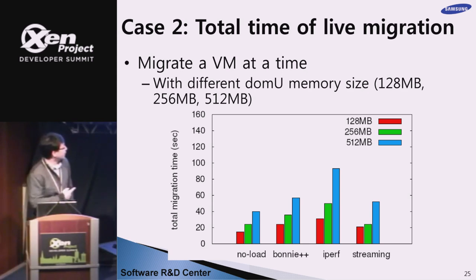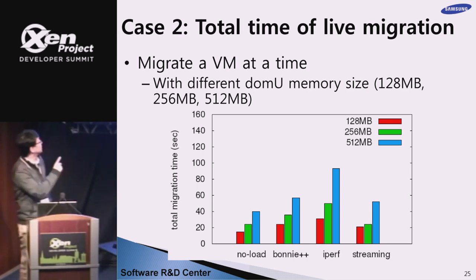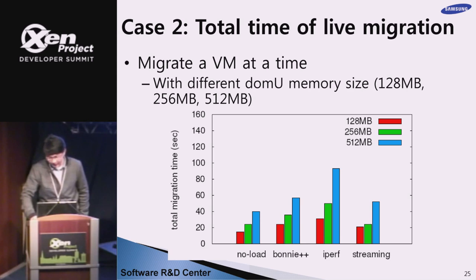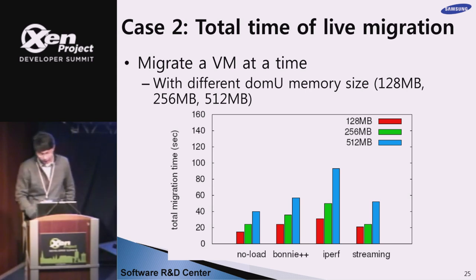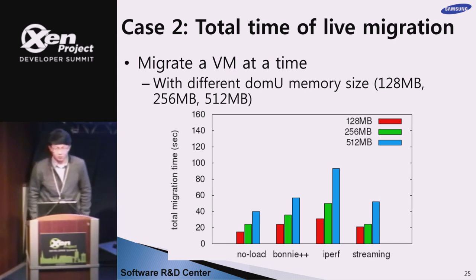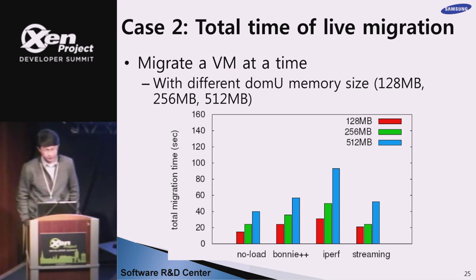And if you see, the IPERF case has the highest value. It is over 80 seconds. The reason is that it eats up all the network bandwidth, and live migration also requires some network bandwidth, so it basically conflicts. I remember one guy in the KVM forum talked about RDMA-based live migration, which I think is quite a cool feature, and maybe we can apply it here to resolve this kind of problem.